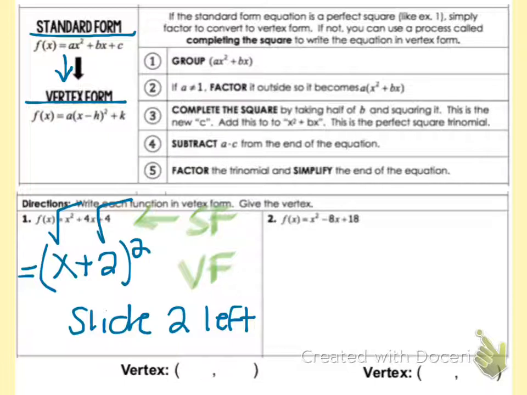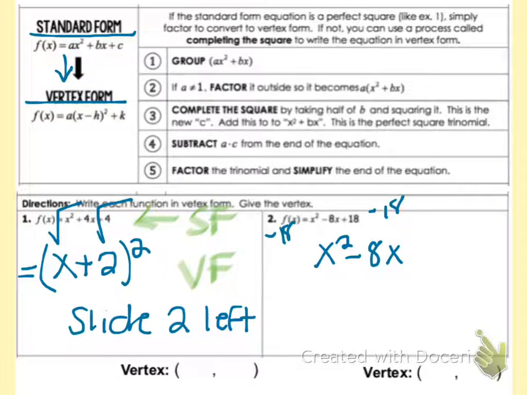Now, let's see if the next one is a perfect square trinomial. If I take the square root of the first term, that would be an x, right? And then the square root of the last term, 18, is not a perfect square, right? So right away you think, I don't have a perfect square trinomial, what do I do? Now we're going to follow the steps. Step 1 says to group ax squared plus bx together. In other words, they want us to take that constant term and sort of ignore it, and actually what we can do is move it to the other side, so that it's over here with f of x.